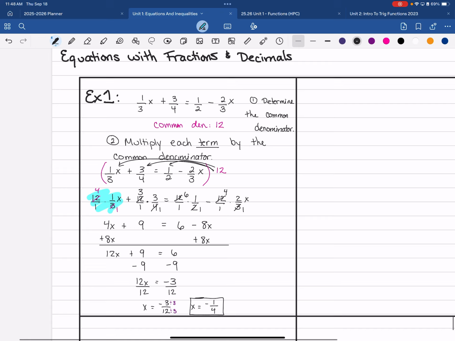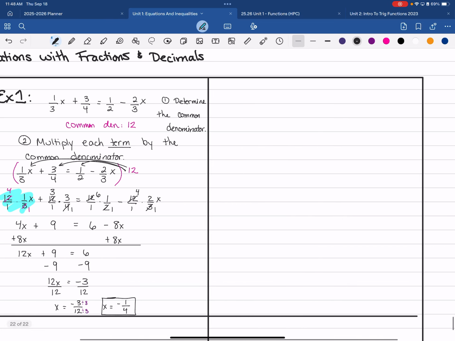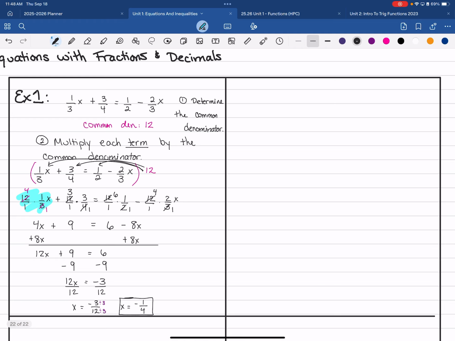So just to recap, we looked at our equation, we saw that it was pretty heavy in fractions, and so we found a common denominator and multiplied each term by the common denominator. Example 2 is going to be one that involves decimals. So we're going to have 0.5x subtract 1.2 equals 3.25.